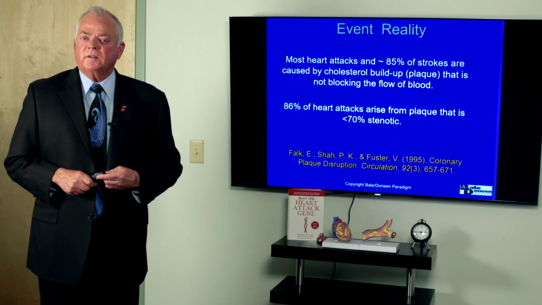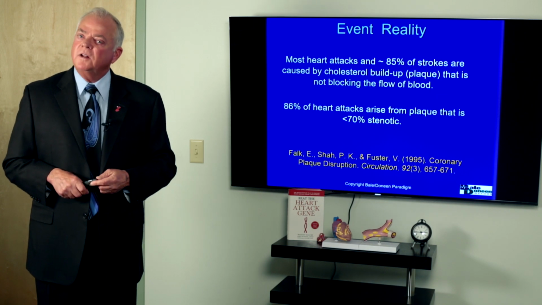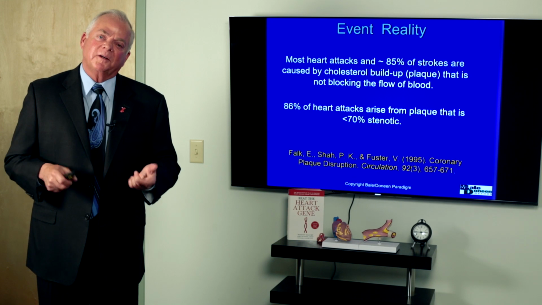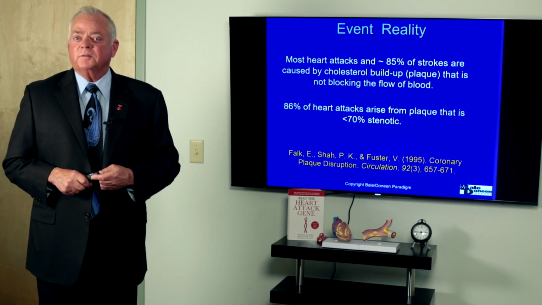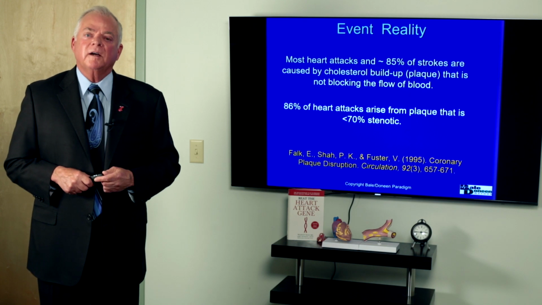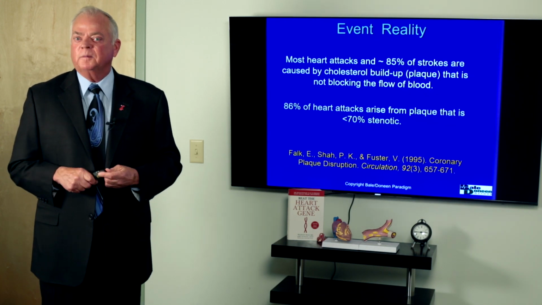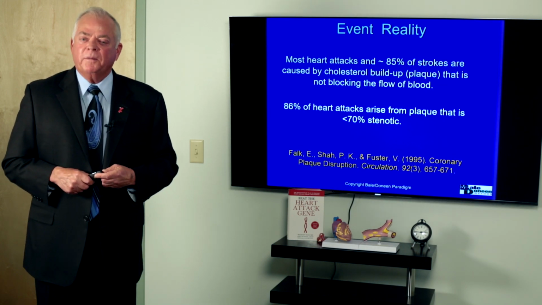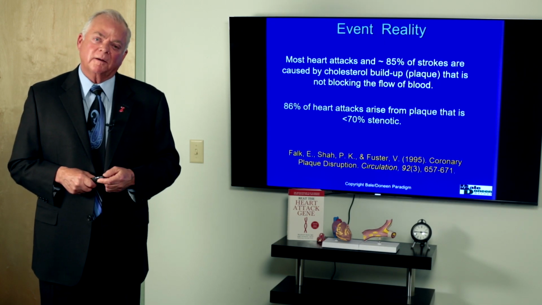Patients need to understand that most heart attacks and 85% of strokes are not caused by cholesterol buildup in the wall of the artery that blocks the flow of blood. As a matter of fact, 86% of heart attacks come from cholesterol buildup that is less than 70% obstructing. With that type of disease, a patient can get on a treadmill and pass it all day long.